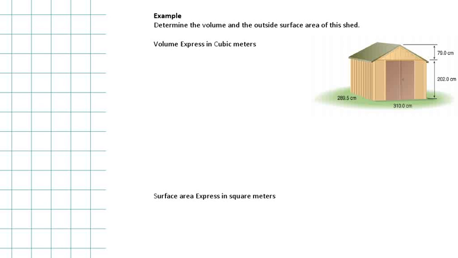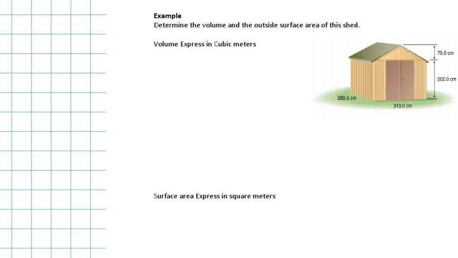So, in order to find the volume of this shape, this shed, I need the volume of the rectangular prism and I need the volume of the triangular prism. So I have two prisms here, rectangular and triangular. We're going to start with the volume of the triangular prism.